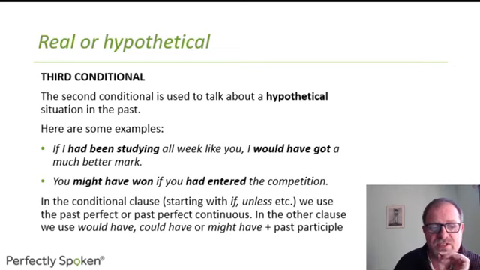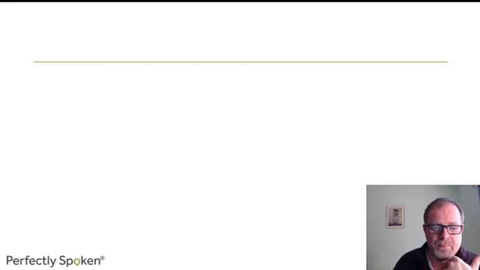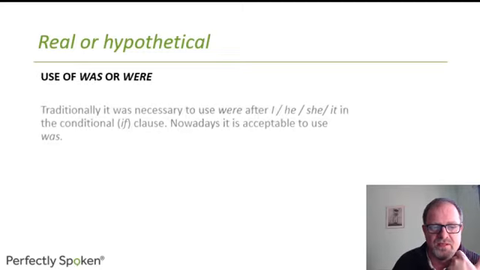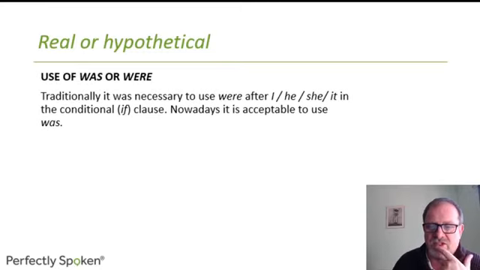So in the conditional clause, starting with if, etc., we use past perfect or past perfect continuous. If you had entered the competition, if I had been studying. In the other clause, we use would, might, or could plus have plus a participle. I would have got, I might have won. In conditionals, with I, he, she, or it, historically, we used were in the past.